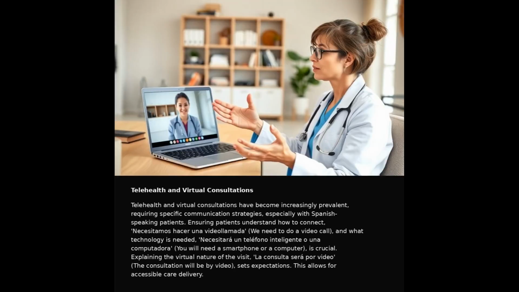Telehealth and virtual consultations. Telehealth and virtual consultations have become increasingly prevalent, requiring specific communication strategies, especially with Spanish-speaking patients. Ensuring patients understand how to connect. Necesitamos hacer una videollamada. We need to do a video call. And what technology is needed. Necesitará un teléfono inteligente o una computadora. You will need a smartphone or a computer is crucial. Explaining the virtual nature of the visit. La consulta será por video. The consultation will be by video. Sets expectations. This allows for accessible care delivery.